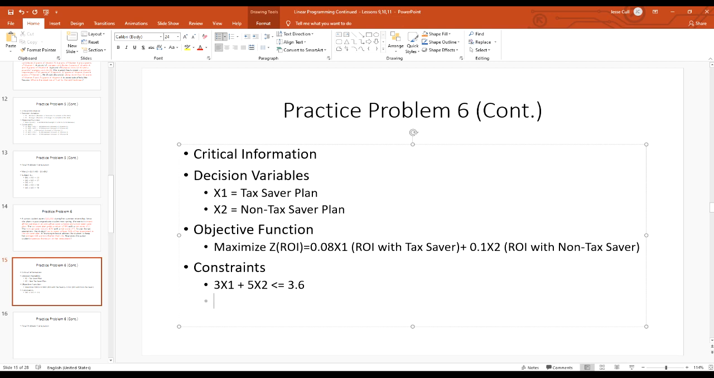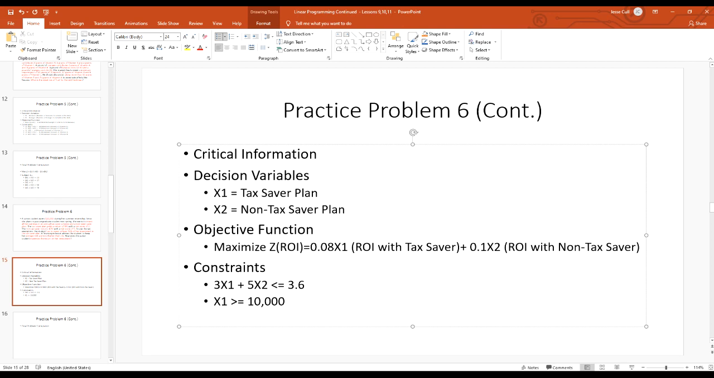And our second constraint is return on it, or we have to invest 50% in the tax saver plan. We know that we have 20,000 to invest. So this becomes very easy. X1, which is our investment in the tax saver, must be greater than or equal to $10,000. If it's less than $10,000, we're not investing 50% in the tax saver. There are other ways we can write this equation, but this is simple in this situation.